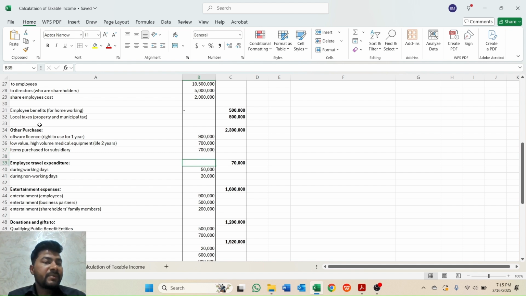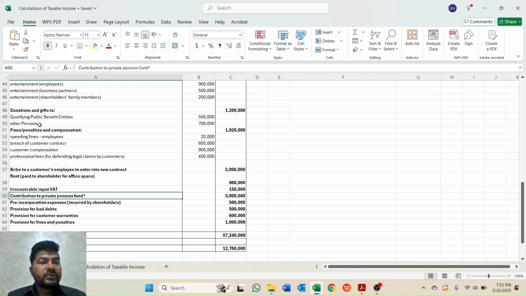Now, employee travel expenses during office days and during non-office days, 50,000 and 20,000. Now, entertainment expenses. Here, entertainment expenses are for employees, business partners and family members. So keep in mind here, business partner and employee. We'll come to this provision later. Now, donations and gifts to a qualifying public benefit entity are totally allowed. Other persons are not allowed.